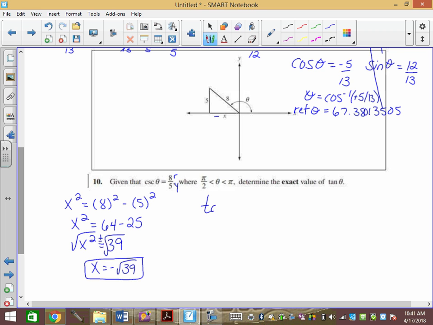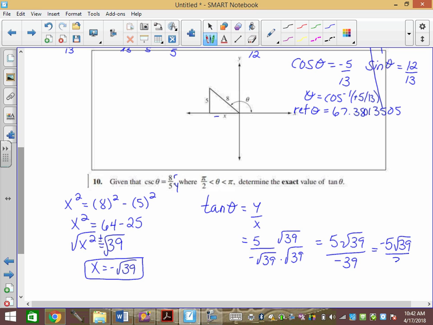Exact value of tan. Tan, your x box. So it's going to be 5 over negative root 39. You need to rationalize it. So you're going to get 5 root 39 over negative 39, or negative 5 root 39 over 39. It's the same as this, which is the same as this. All of these are the same. And so any of those can be given. Some people will be like, what if they give you both? They won't. They can't. They're both right. Okay? They'll give you one.